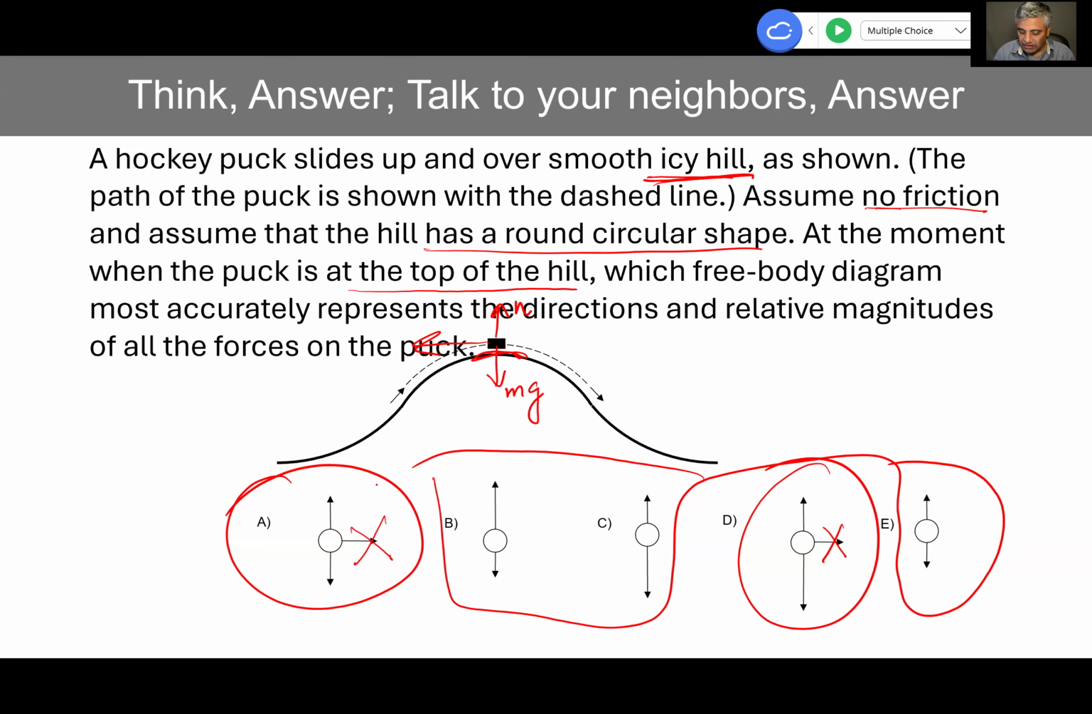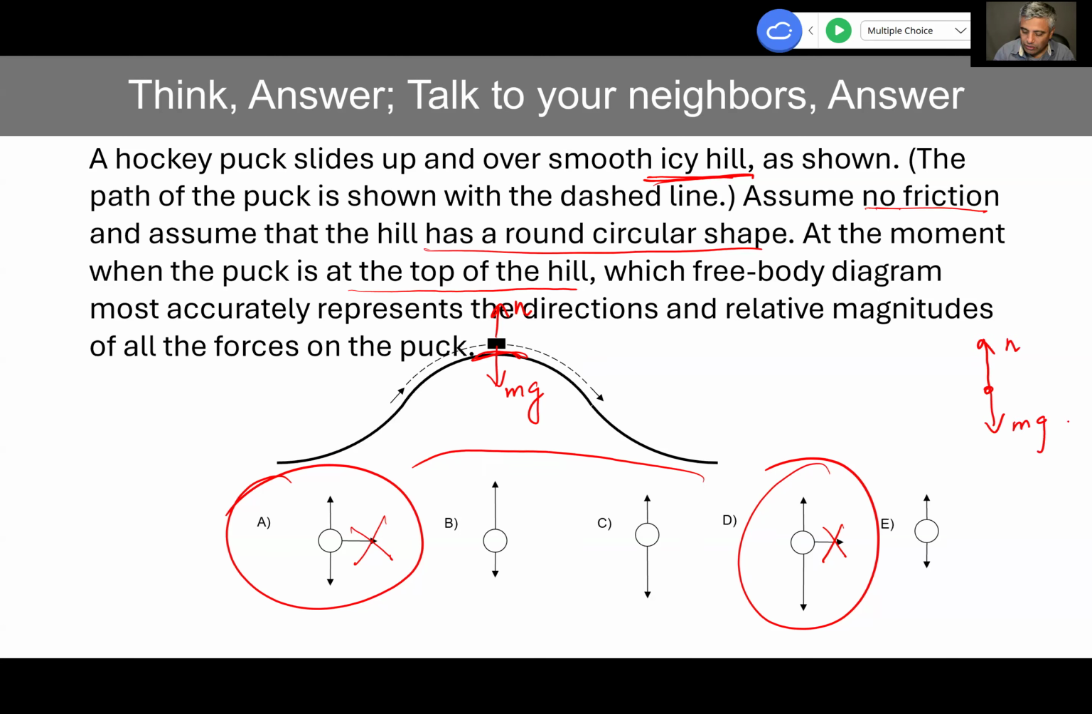So now to determine this, we have to figure out whether N is bigger than mg, or mg is bigger than N, and so on. Or are they equal? That's what we need to figure out. How do we do that? Any idea how we think about which one is bigger? How should we be proceeding to think about it?